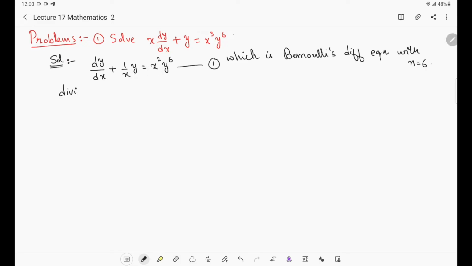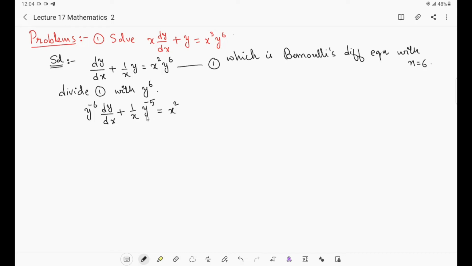So divide 1 with y power 6. Then what will happen here? We will get 1 by y power 6 into dy by dx, that can be written as y power minus 6 into dy by dx, plus 1 by x. Here we will get y by y power 6, so one y will get cancelled and 1 by y power 5 will remain. If you take that above, we will get y power minus 5, equal to x square into y power 6, and y power 6 will get cancelled. So we will get this equation.